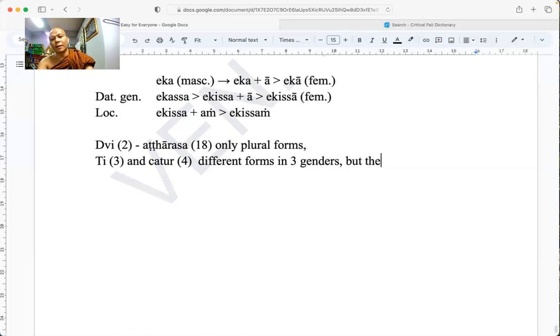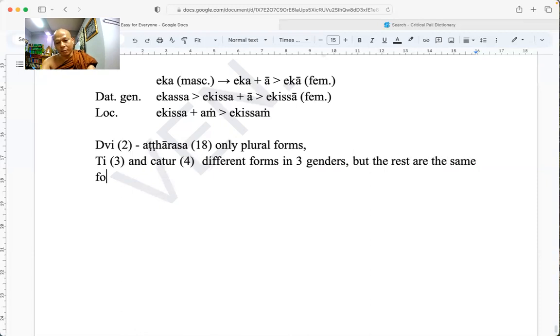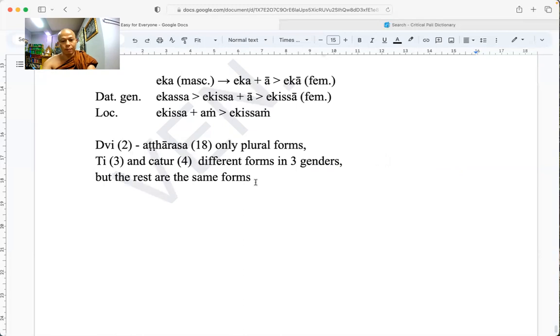But the rest of the numbers, 2 to 18, are the same form in 3 genders. Even though they are used in 3 genders, the forms are the same. Okay, so that information we can see.